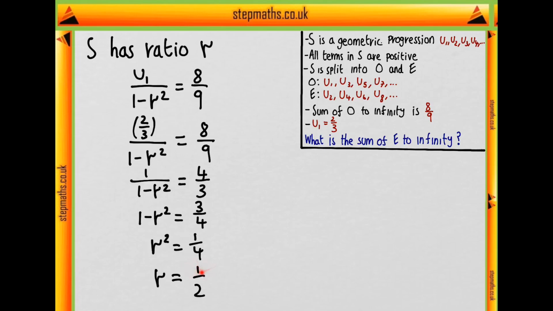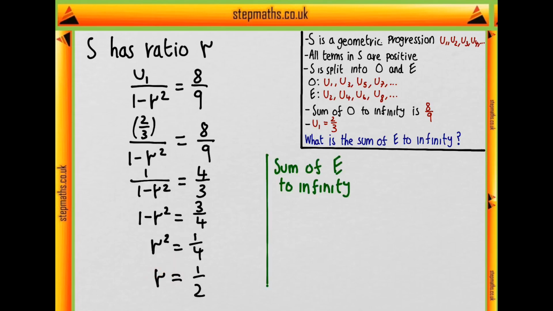And you might be wondering, well, what about R equals minus a half? Well, the key is in this. We're told all terms in S are positive. And if R was minus a half, or any negative number, then U1, U2, U3 would alternate between positive and negative. Because we've got a positive number, times it by a negative ratio, we get a negative number. Then that will go positive again, negative, etc. And so R equals minus a half breaks this line. And so R must equal a half to ensure all terms in S are positive. So we've got R. That's not quite the end of the question, but we're nearly there.